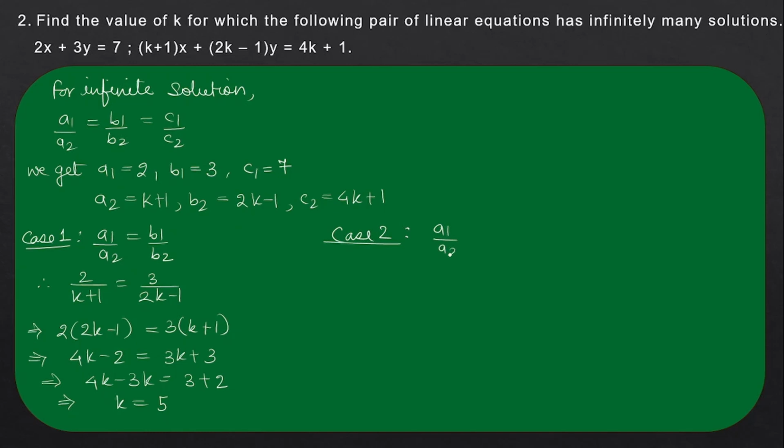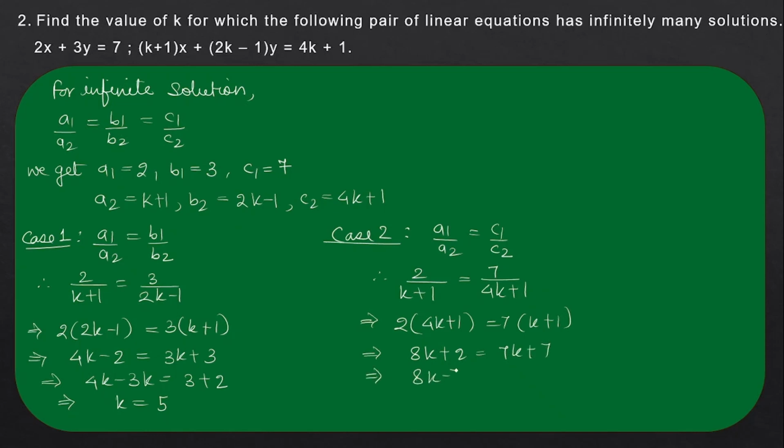Let us take a1 by a2 is equal to c1 by c2. We have 2 over k plus 1 is equal to 7 over 4k plus 1. On cross multiplication, twice 4k plus 1 is equal to 7 times k plus 1. Open the bracket. 8k plus 2 is equal to 7k plus 7.